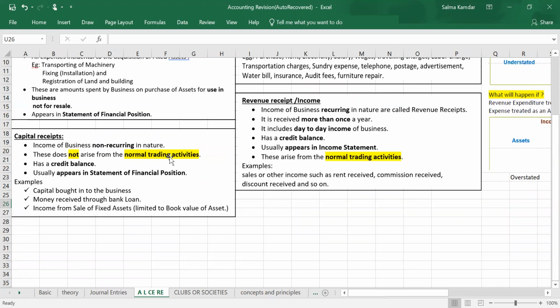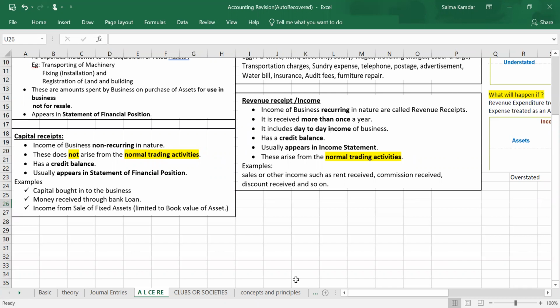Capital receipt is when you receive income that is not recurring in nature, so it doesn't happen on a daily basis. Revenue receipt is when you receive income on a daily basis, like salary or wages, commission. Yes, you receive salary.